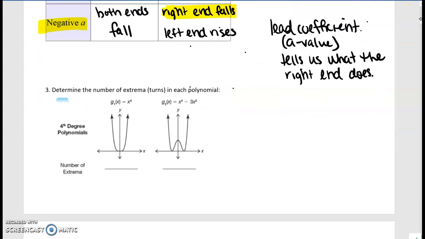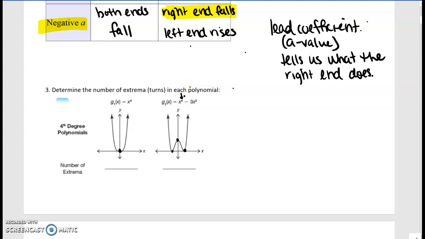We can talk about, well, how can we know exactly how many turns there are? And because this video is running out of time, we're going to just talk a little bit about what happens in these graphs. So if I look at g of x equals x to the fourth versus g of x equals x to the fourth minus 3x squared, I'm noticing this graph has one turn, it looks like. This one has 1, 2, 3. Okay, I will not have any more turns than my degree.